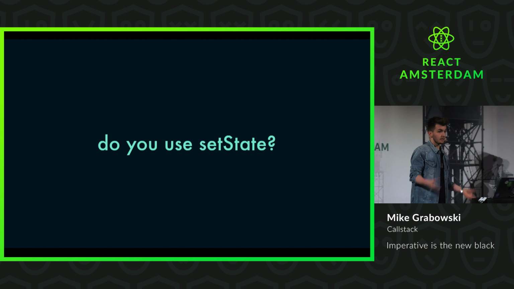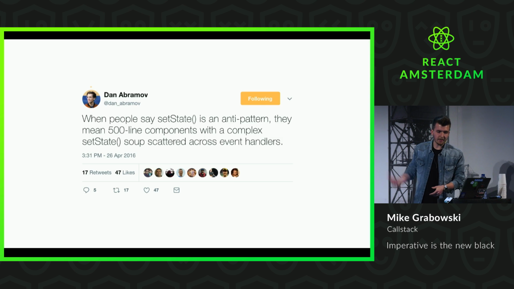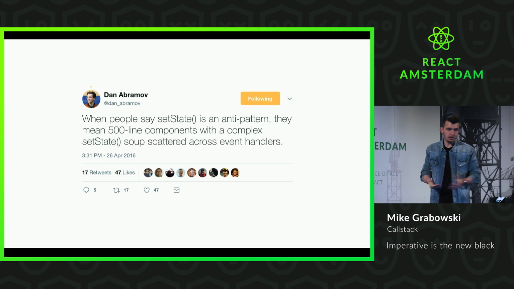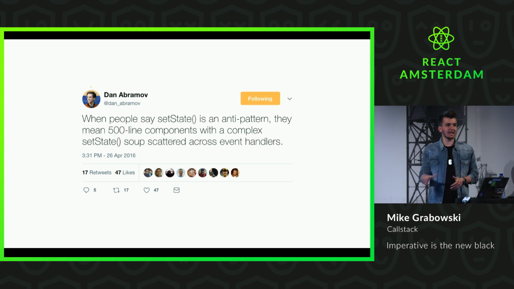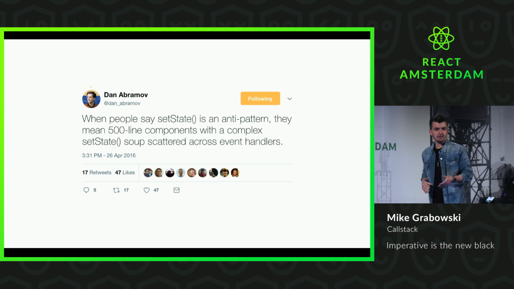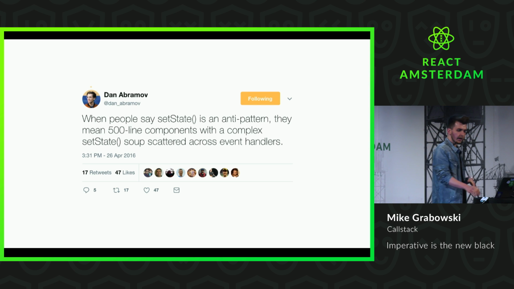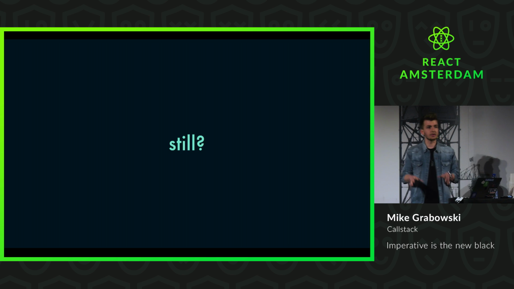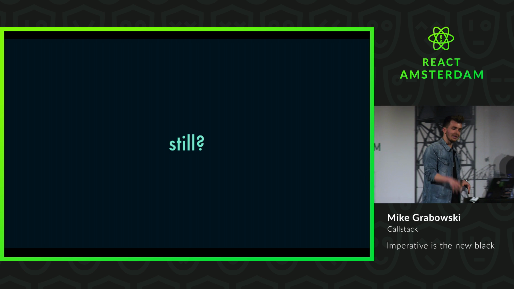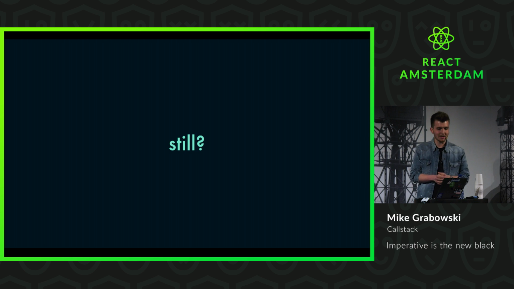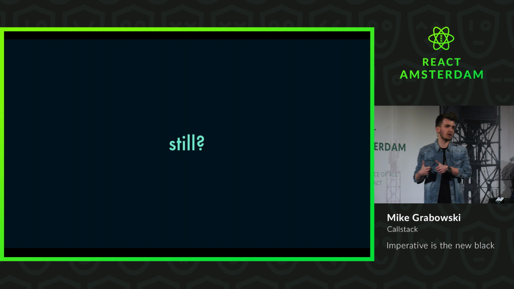All right. So that's a lot of people. And so Dan Abramov said recently, which was a year ago, time flies, or actually 2, but it's OK. When people say setState is an anti-pattern, they mean 500-line components with a complex setState soup scattered across event handlers, right? So how many of you would use state again after reading this? OK, still few people, but less. So that means, by putting the context necessary, you wouldn't probably use state in such a big component, right?